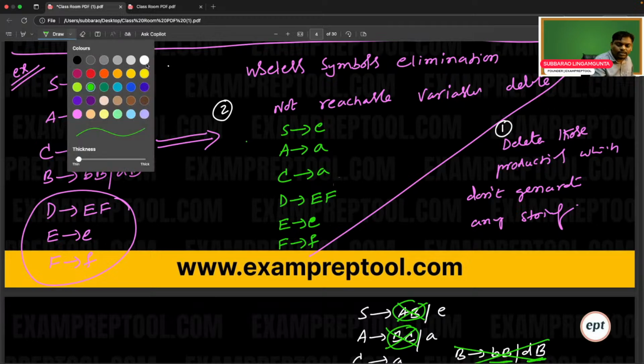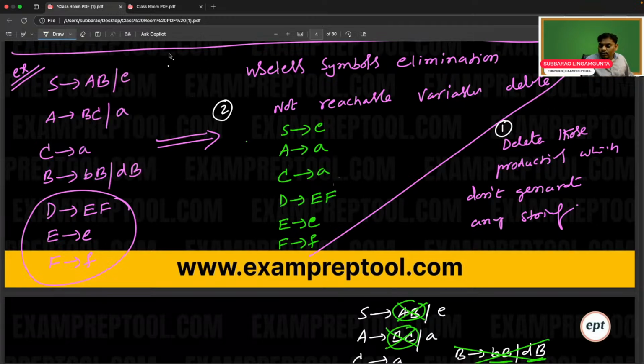Now observe the second step. Those variables which cannot be reached from the start symbol, delete them. If you observe from S, A is not reachable, C is not reachable, D is not reachable. You can delete all of them. So finally, S goes to E.